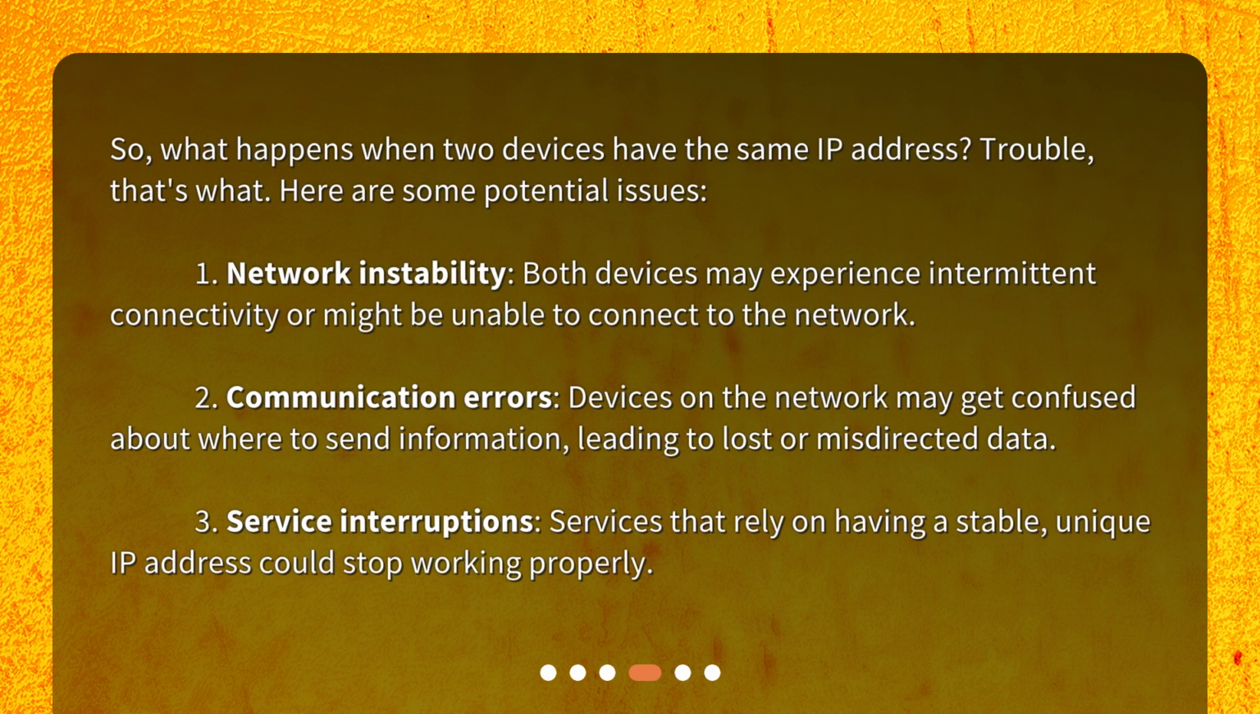1. Network instability. Both devices may experience intermittent connectivity or might be unable to connect to the network. 2. Communication errors. Devices on the network may get confused about where to send information, leading to lost or misdirected data. 3. Service interruptions. Services that rely on having a stable, unique IP address could stop working properly.